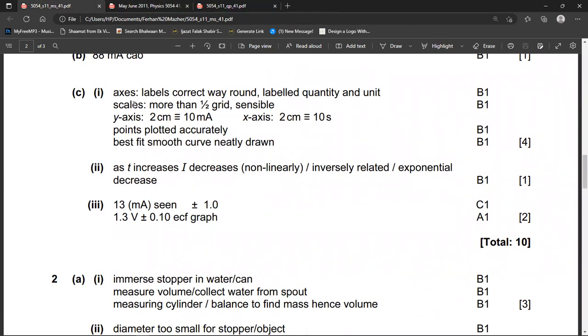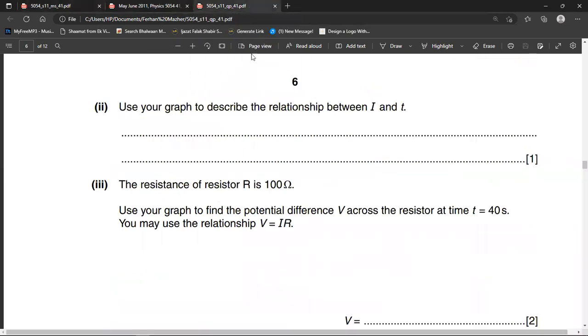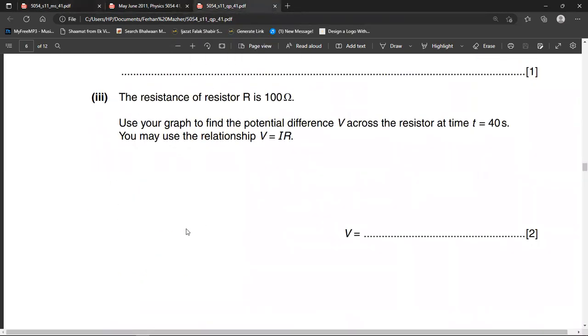So this is the marking scheme. You can look at the marking scheme carefully. You can pause the video. Then it says the resistance R is 100 ohm. Use your graph to find the potential difference V across the resistor at the time T equals 40 seconds. You may use the relationship V equals IR.